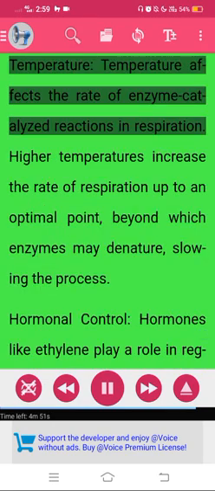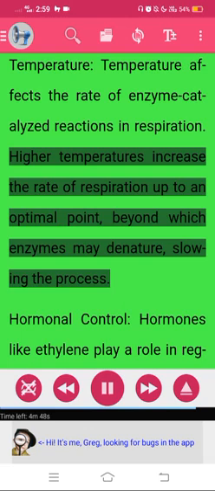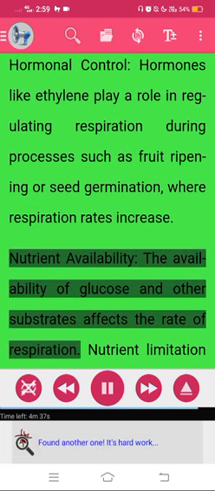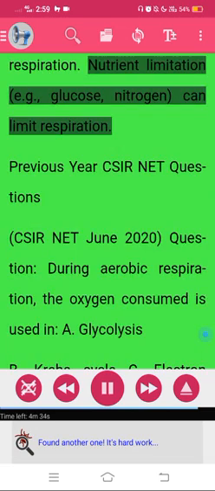Temperature: temperature affects the rate of enzyme catalyzed reactions in respiration. Higher temperatures increase the rate of respiration up to an optimal point, beyond which enzymes may denature, slowing the process. Hormonal control: hormones like ethylene play a role in regulating respiration during processes such as fruit ripening or seed germination, where respiration rates increase. Nutrient availability: the availability of glucose and other substrates affects the rate of respiration. Nutrient limitation, for example glucose or nitrogen, can limit respiration.